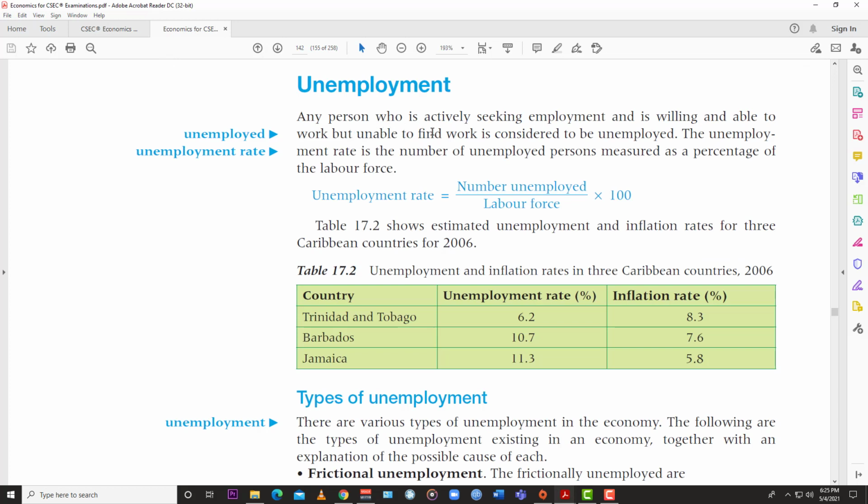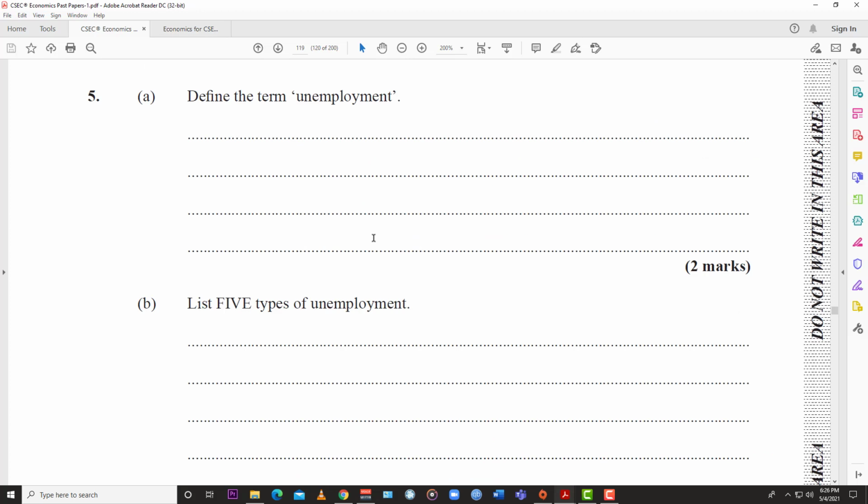Unemployment. Any person who is actively seeking employment and is willing and able to work but unable to find work is considered unemployed. So that long-winded thing is the definition of unemployment. Anyone who is actively seeking work, they are willing and able, but they just can't find a job, they are considered unemployed. So that's the definition of unemployment. 2 easy, simple marks just like that.